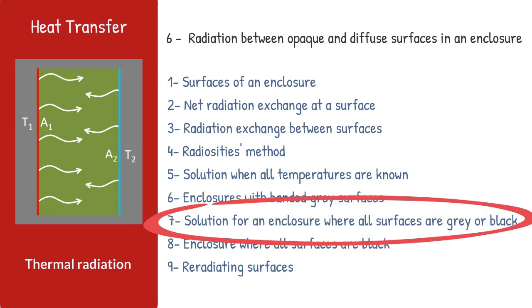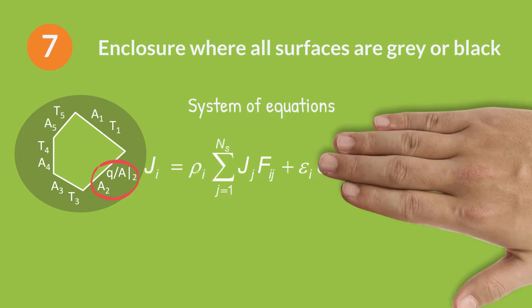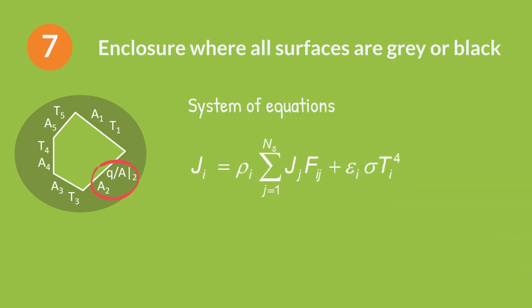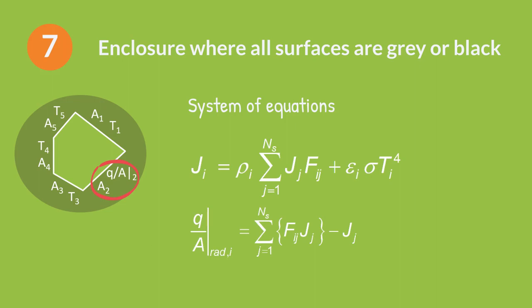Enclosure where all surfaces are gray or black. In these types of enclosures, there is no need to iterate. For surfaces where we know the temperature, we use the radiosity equation. On surfaces where the flux is known, we write the equation for the net radiation flux. The result is a single system of equations from which we obtain the radiosities.